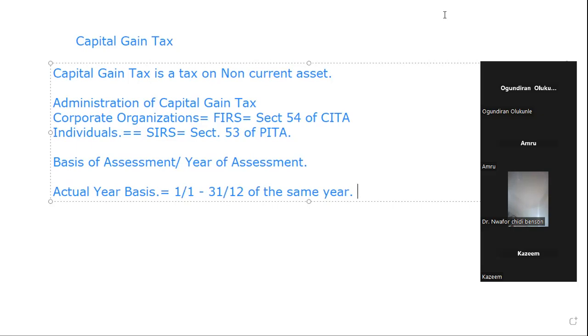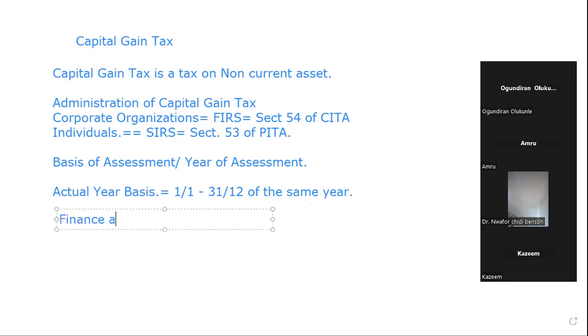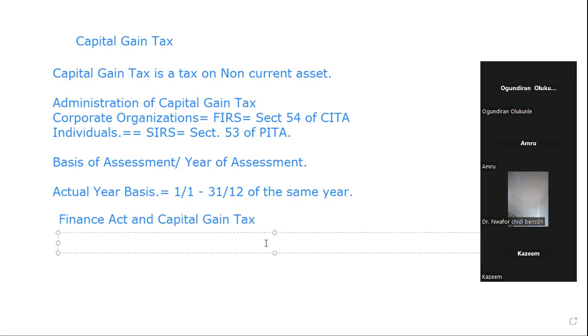Yes, sir. Now, let's look at what is the effect of Finance Act. We said that for the sake of this class, what Finance Act does is that it amends the existing tax laws, right? So now I want to look at what are the basic amendments that the Finance Act has done to Capital Gain Tax Act, right?